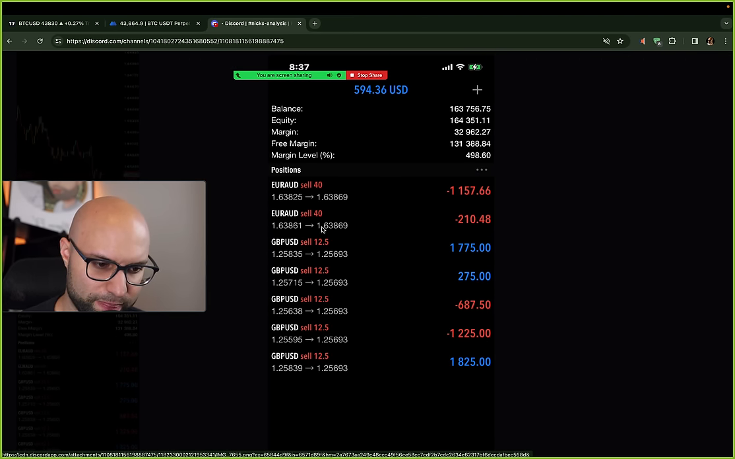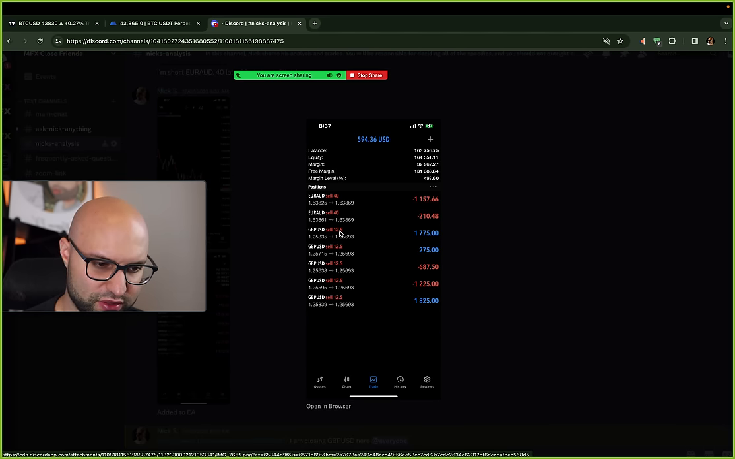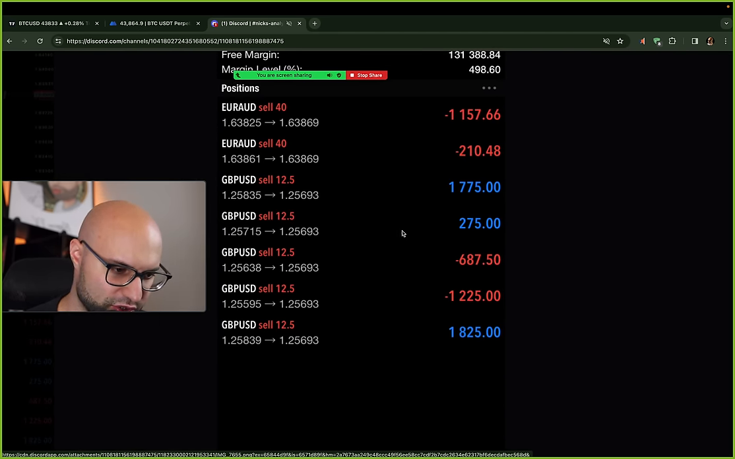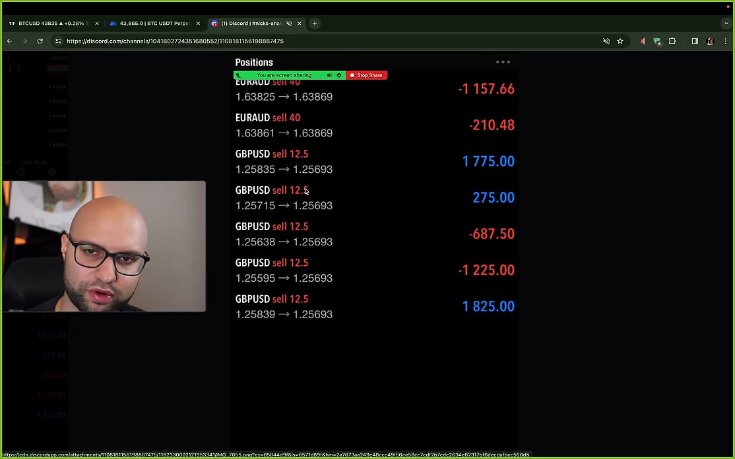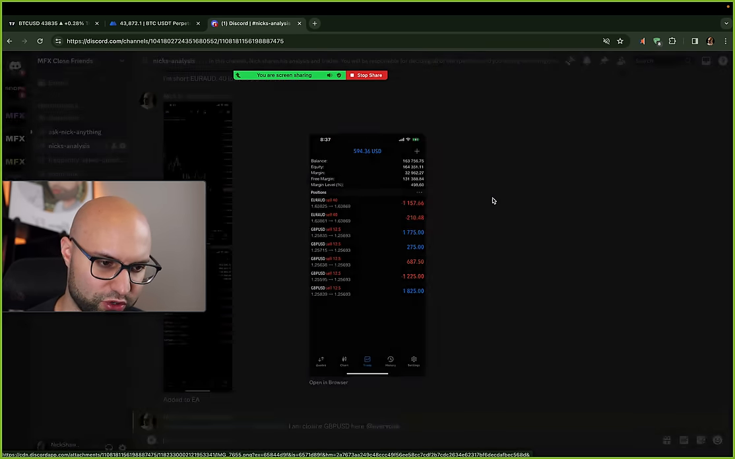You can see, whenever I add to trades, I generally just use the same position size. This is Euro AUD. I had added to that, so 240 lot sells. This is GBP USD based on the original invalidation distance and risk. It was a 12.5 lot for the first position. As it started to go into profit, I kept adding more and more and more.